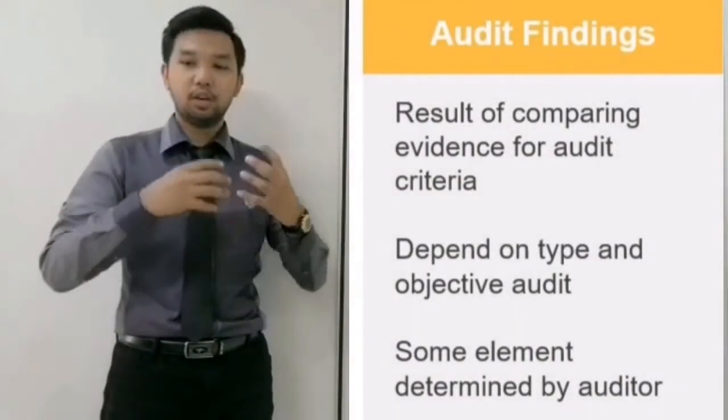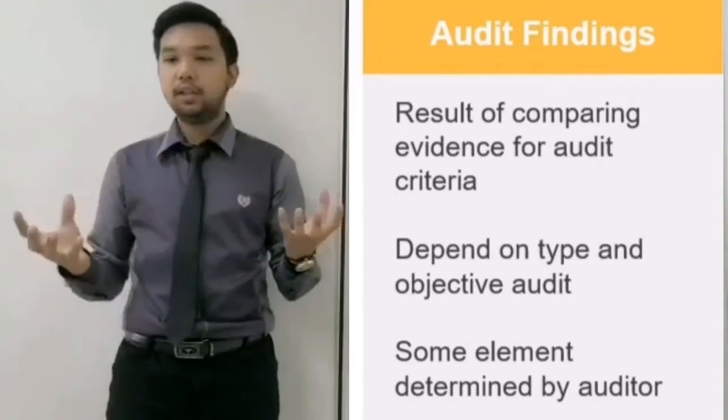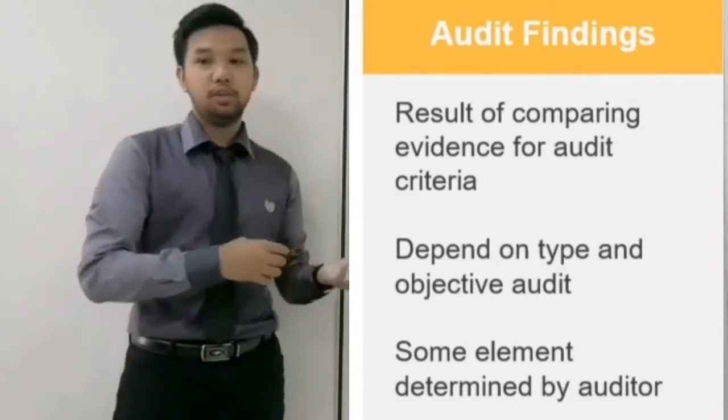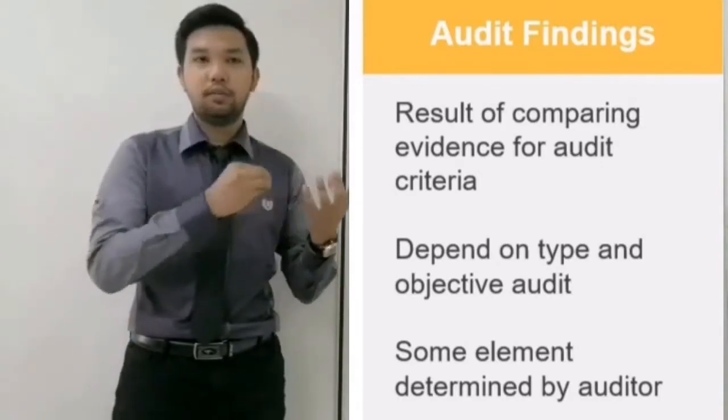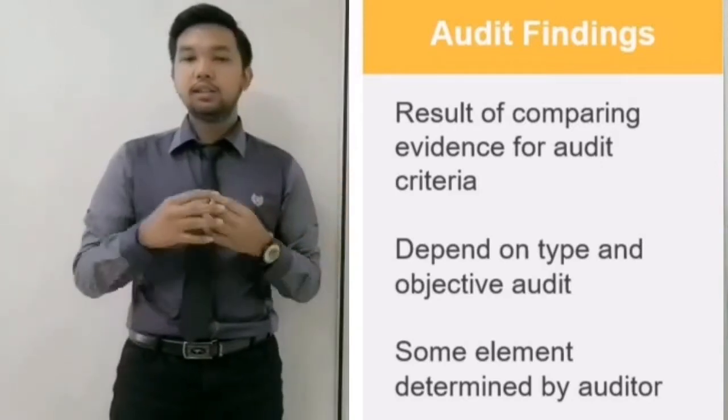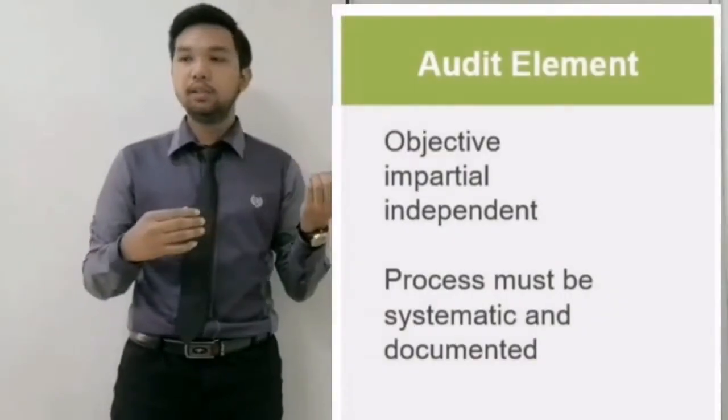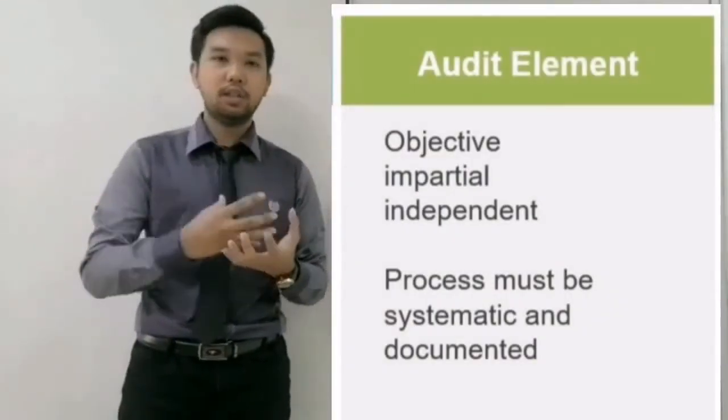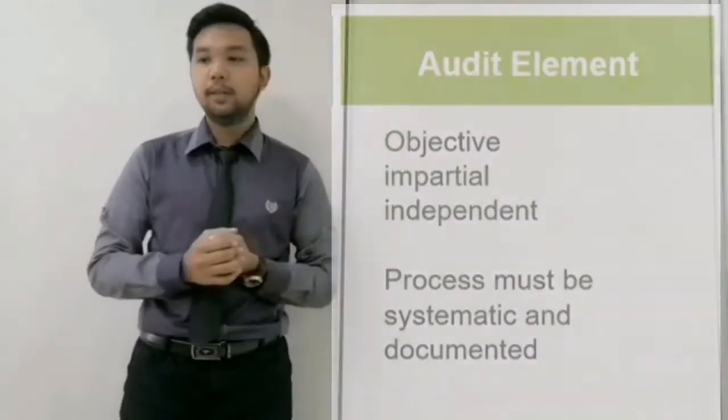This is how the procedure is independent. The audit's finding is the result of comparing the evidence and the audit criteria. This depends on what type of audit we use and what the objective of the audit is. Some elements that we use are determined by the auditor. There are elements such as, as I said before, the objective, impartiality, and independence.